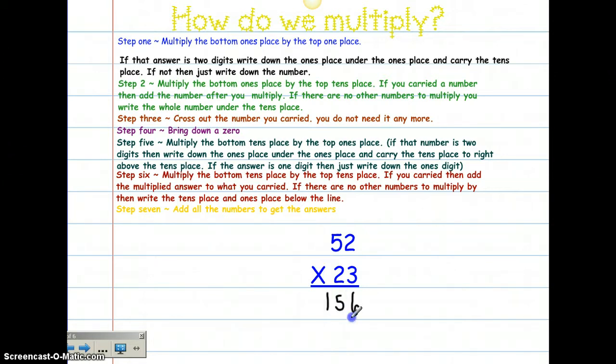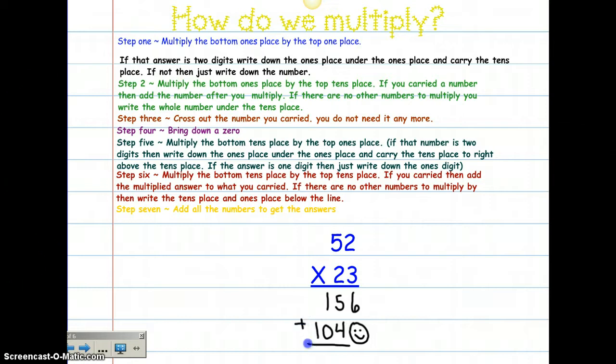Now, next, I'm going to bring down a 0. I like to make it a happy face because he's happy to be there because he's holding the place, so that I can move over to the tens place. Then, step 5 is multiply the bottom tens place by the top ones place. So 2 times 2 is 4. If it was a 2-digit answer, I would carry that, but it's not, so I'm just writing down the 4. Then 5 times 2 is 10. I am writing down the whole number 10 because there's nowhere else to carry over here. There's no other numbers, so I'm done.